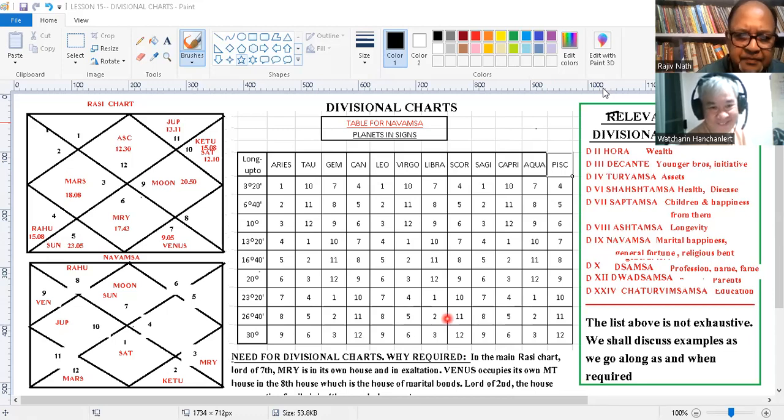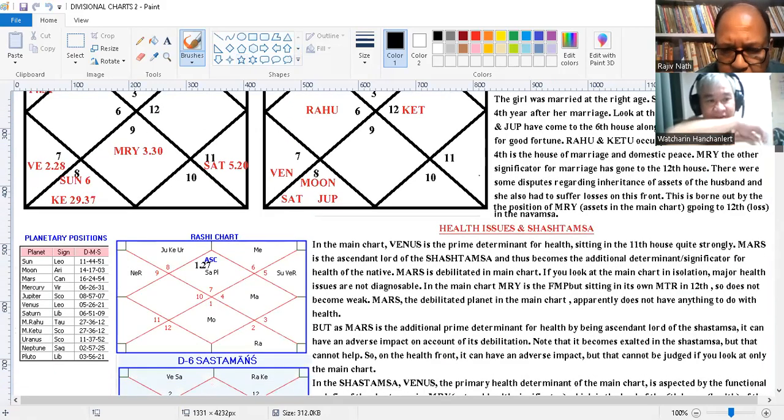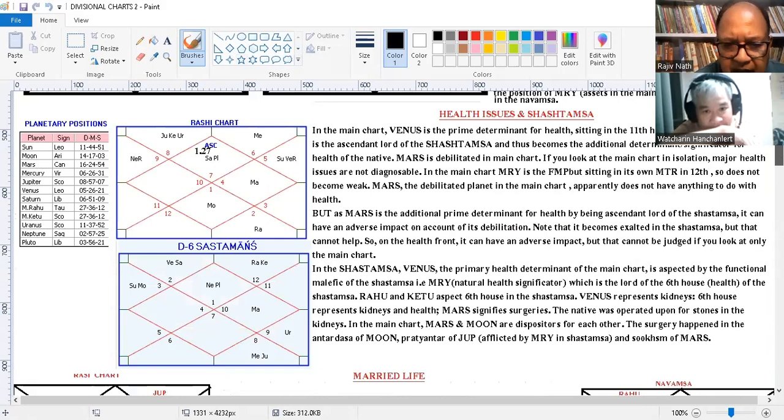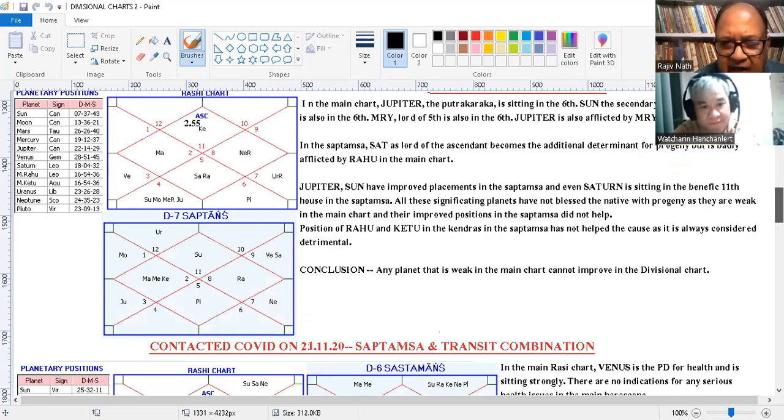These are some examples. I have already sent the write-ups to you. In this write-up, there are some examples of seeing married life in the Navamsa. One example is there. Health issues and Shashtamsa is another example. Then again, married life, and no childbirth, no progeny.